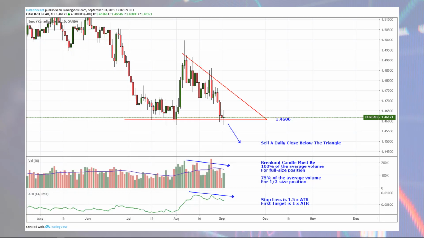Remember our Euro-Canadian dollar trade plan. We're looking for a candle close below 146.06 to sell. If the volume is not quite average, go half size as long as it's at least 75% of the average. Your stop loss is 1.5 times the ATR. Your first target is 1 times the ATR. And remember to check out the trade management video.